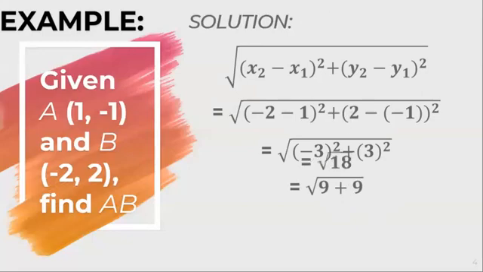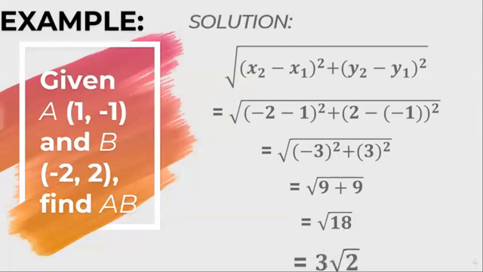After we simplify, let's add what's inside the radical. So 9 plus 9 is 18, and our answer is square root of 18. It's not yet finished at square root of 18 since we can still simplify it. So square root of 18 is also equivalent to square root of 9 times 2. So we have to think of a number that is a perfect square.